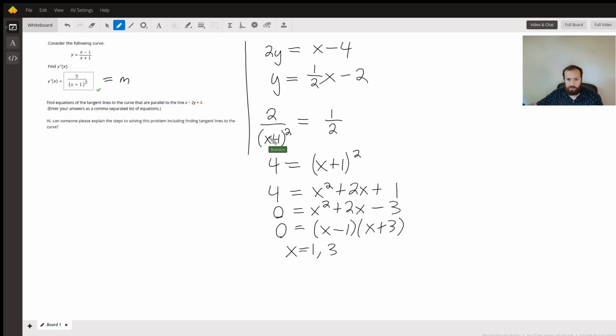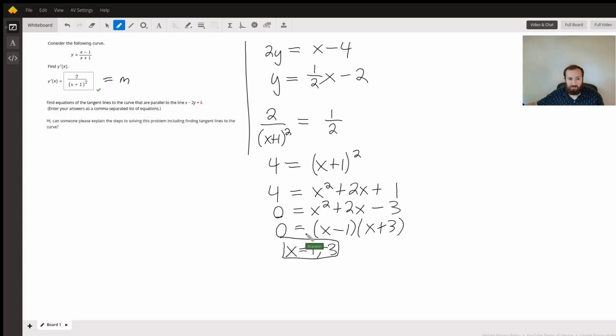So if I plug in 1, I would get 2 over 2 squared, which is 1/2. And then if I plug in -3, I would get 2 over -2 squared, which is also 1/2. So that checks out. But remember, they're not just asking for the x values, like where the lines are parallel. They're actually asking for the equations of the tangent lines.